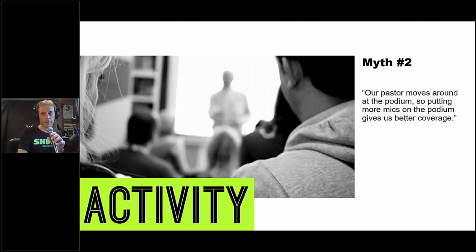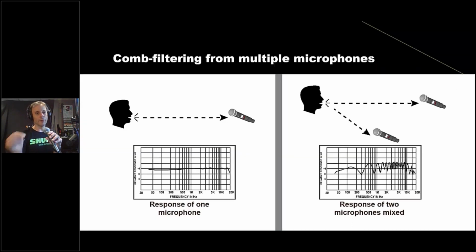Myth number 2: our pastor moves around at the podium, so we decided putting more mics on the podium will give us better coverage. Again, this is a definite no-no because, again, comb filtering, right? If you have 2 microphones picking up the same sound source at different distances, when those 2 mic signals are combined back again at the mixer, you get this comb filtering. So that's why you really don't want to have multiple microphones there.